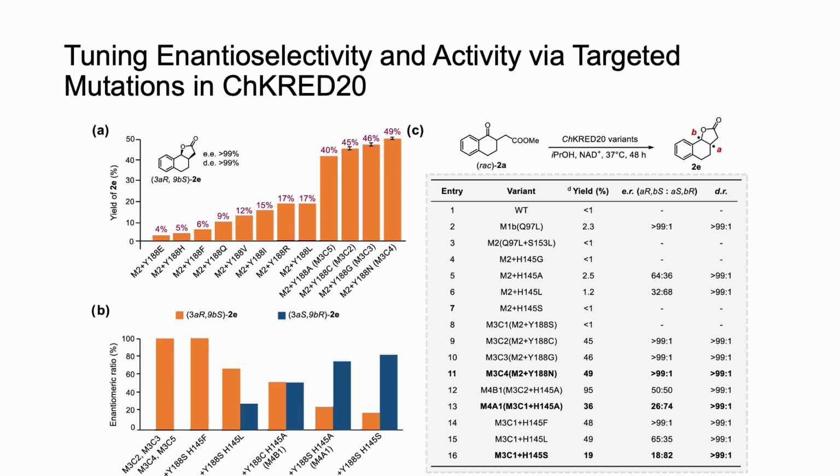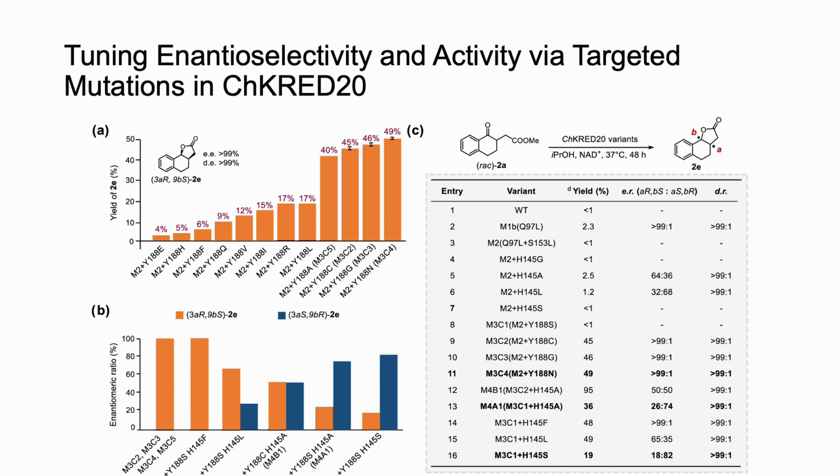The next part is about determining the enantioselectivity and activity via targeted mutations in BCHE8220. So this figure shows how the researchers systematically screen the mutants by structural modification of BCHE8220 to achieve precise regulation of the yield and the enantioselectivity of the fused lactone products. So let's start with the first two graphs on the left.